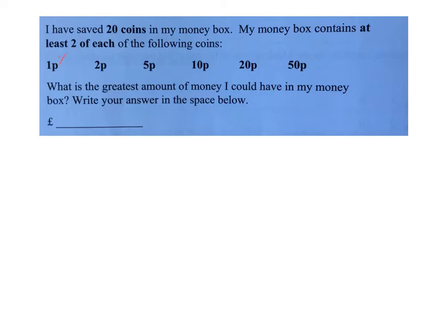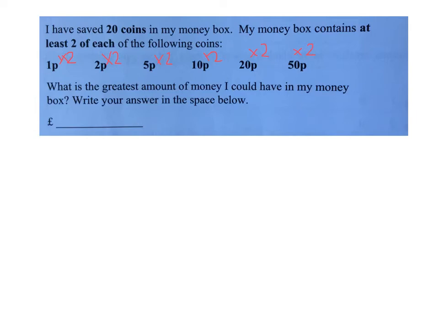So I've got 2 1p's, 2 2p's, 2 5p's, 2 10p's, 2 20p's, and 2 50p's. Because remember, you have at least 2 of each of those. So far we have used 2, 4, 6, 8, 10, 12 coins. We are told that we have 20 coins, which means that we still have 8 coins left to use.